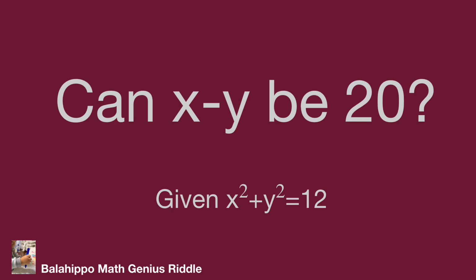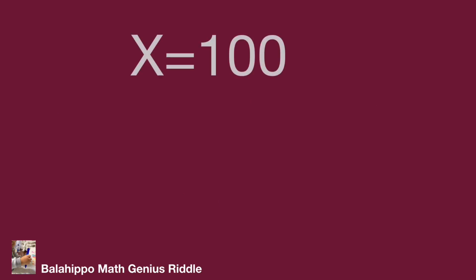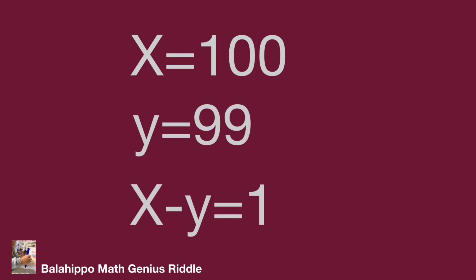At first glance, it feels like we can make numbers large. But the moment we try, we break the conditions. So the real question is, what do these equations secretly control?